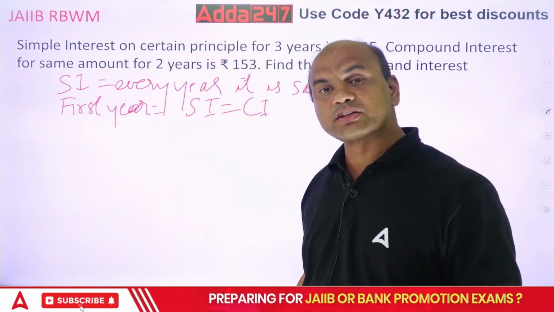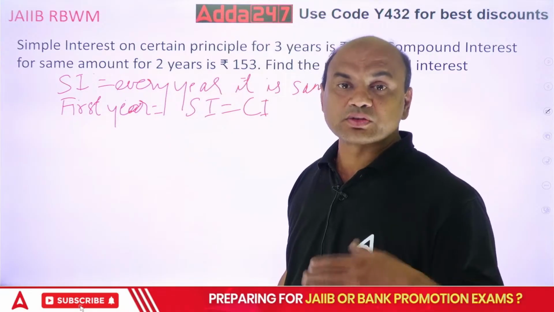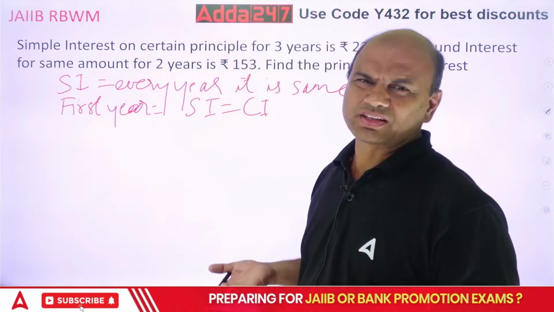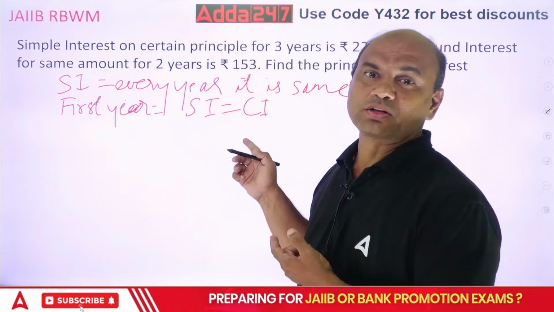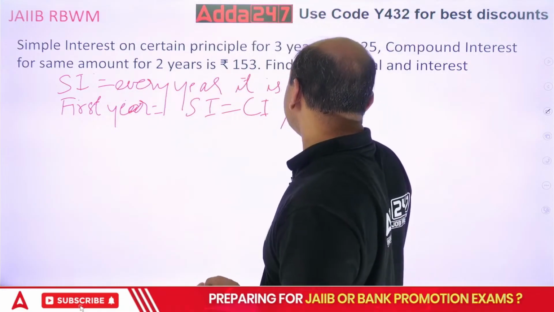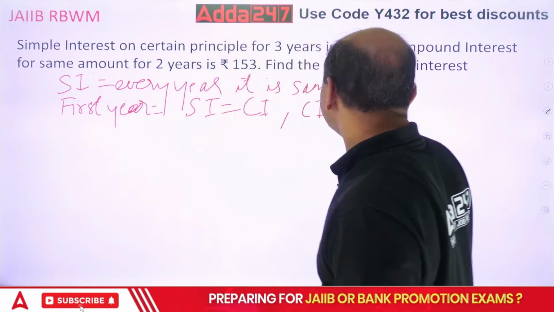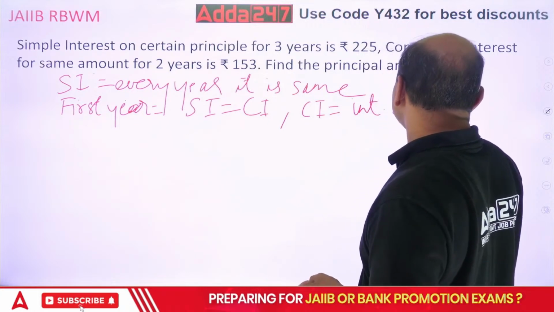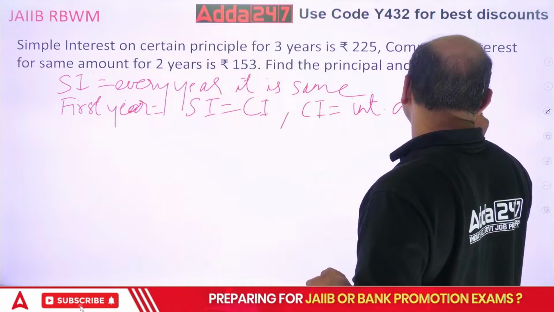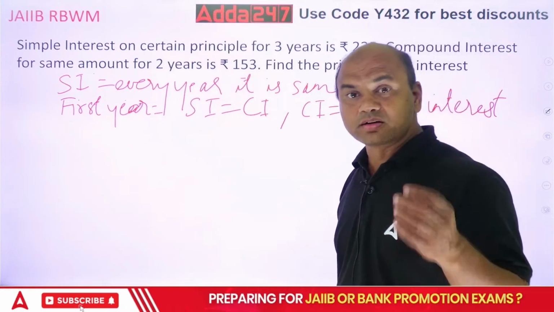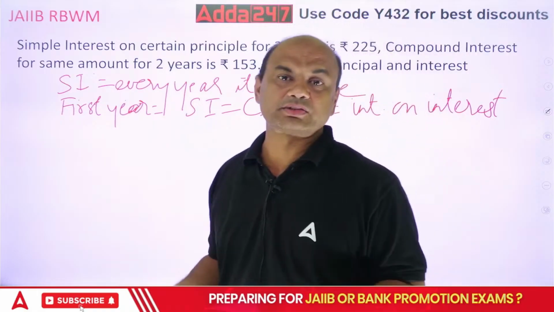And compound interest is what? Compound interest is interest on interest. Very important part. You all will say, sir, we know all this. Then solve the problem. Are you able to solve it? CI equals interest on interest. These things we have learned. We don't understand this many a times. Compound interest means interest on interest. Means what?